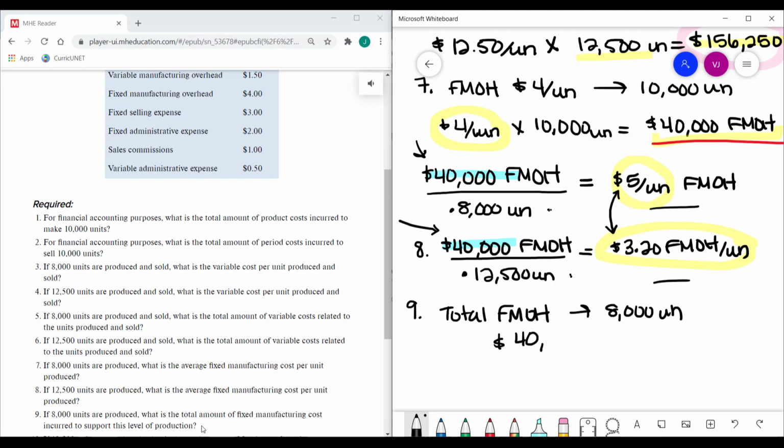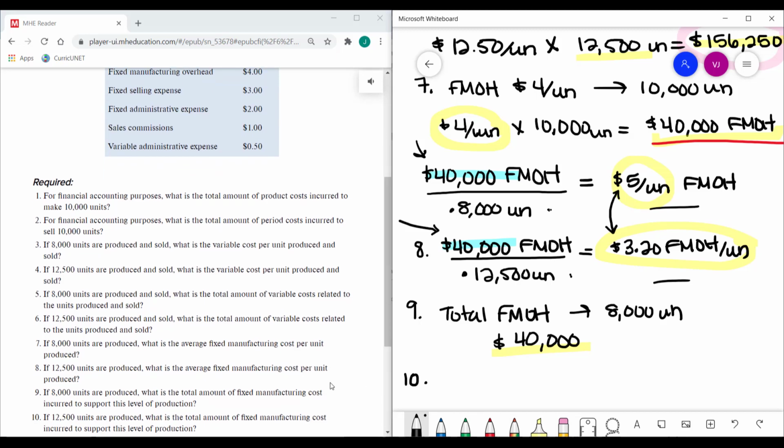Answer is $40,000, right? Because we already determined that within the relevant range of 7,500 units to 12,500 units, the total fixed manufacturing overhead is $40,000 each period, as long as we're within that relevant range. So when the question asks what your fixed overhead is when you make 8,000 units, we just said it's $40,000. That won't change. Total fixed costs in total stay the same. So it's $40,000.